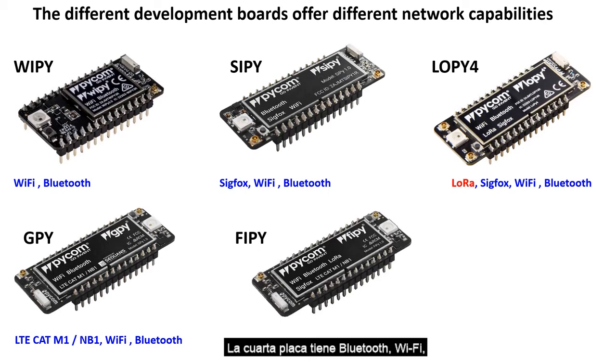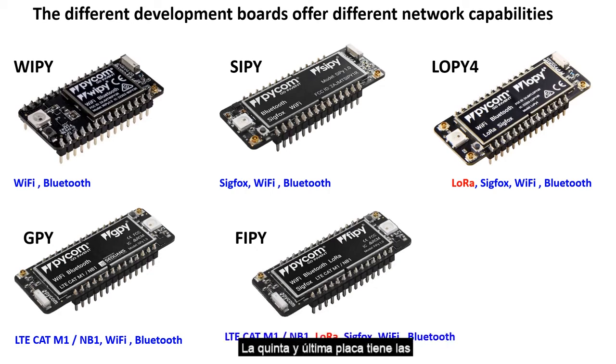The fourth board has Bluetooth, Wi-Fi, and LTE. This board lacks Sigfox and LoRa. I don't know why they left this out. So the board is called GPy, probably because LTE, or the 4th generation 4G network option, was introduced to it. You are all familiar with 4G or LTE networks in your mobile phones.